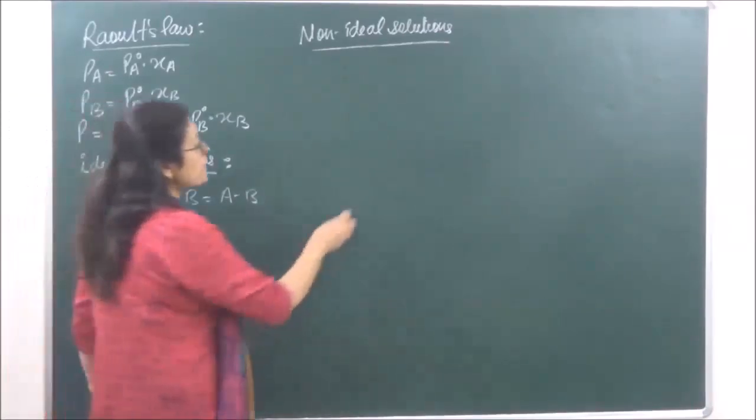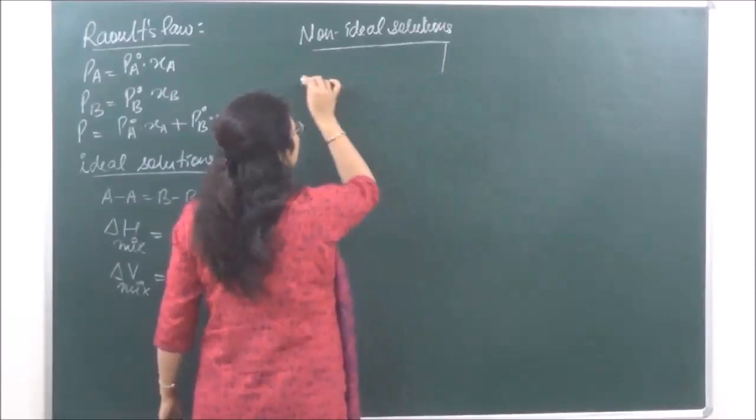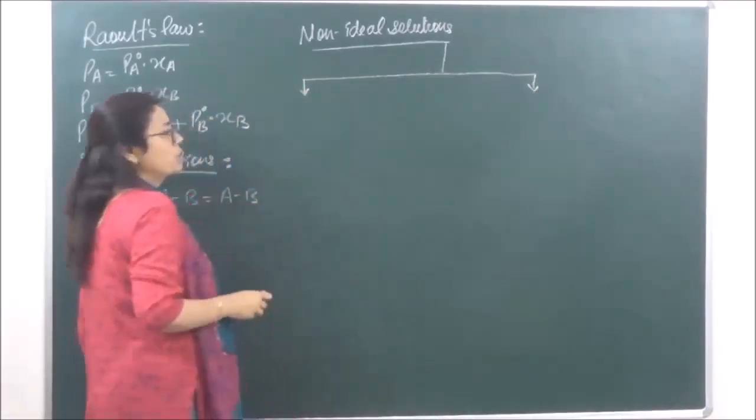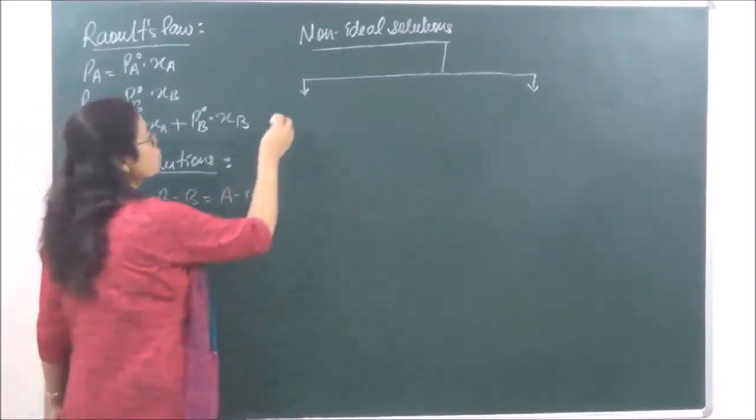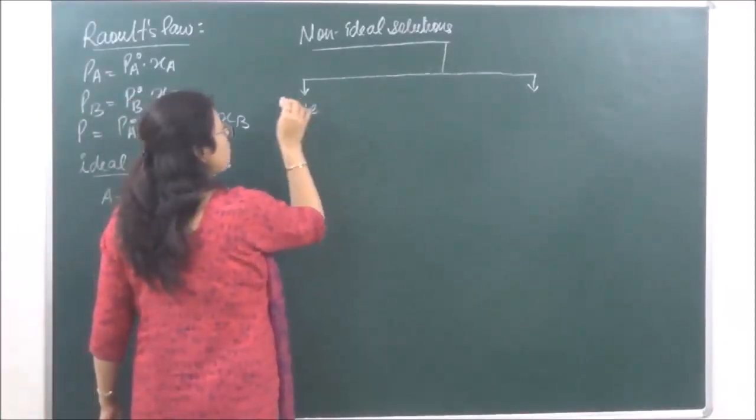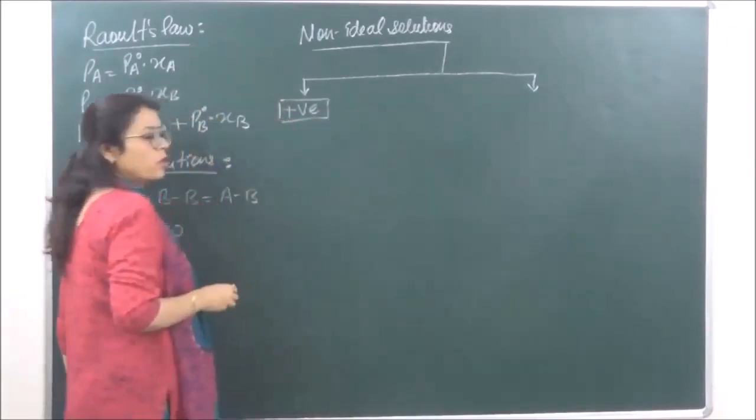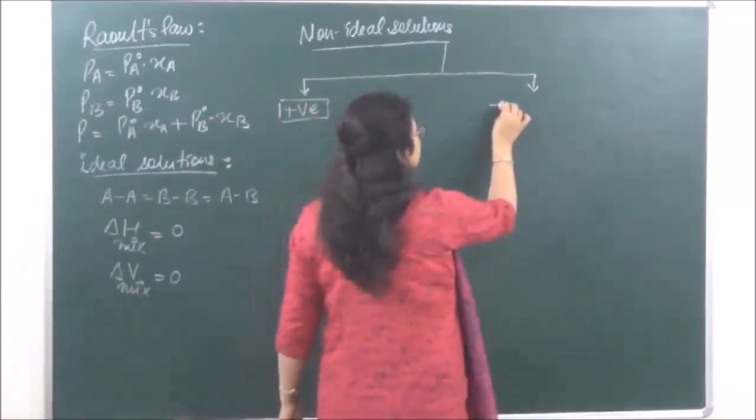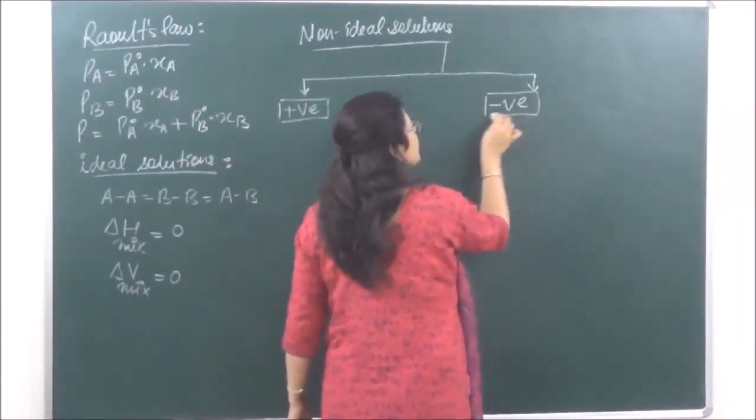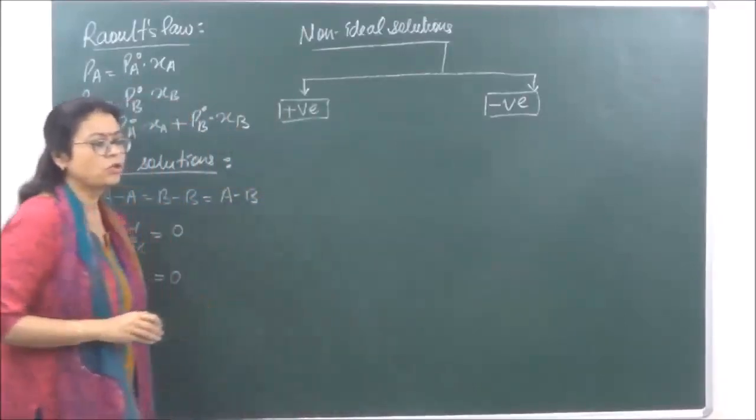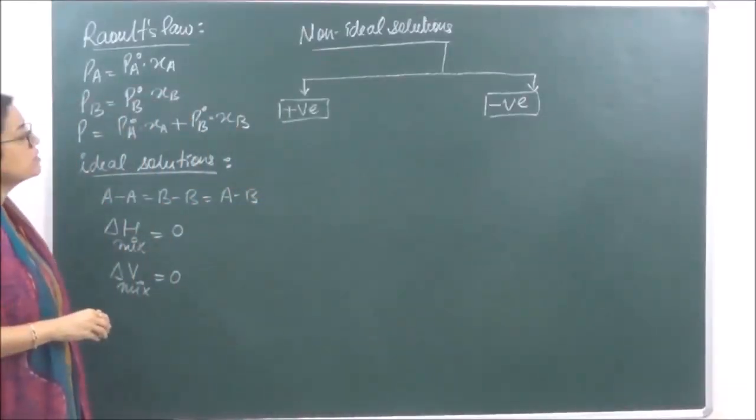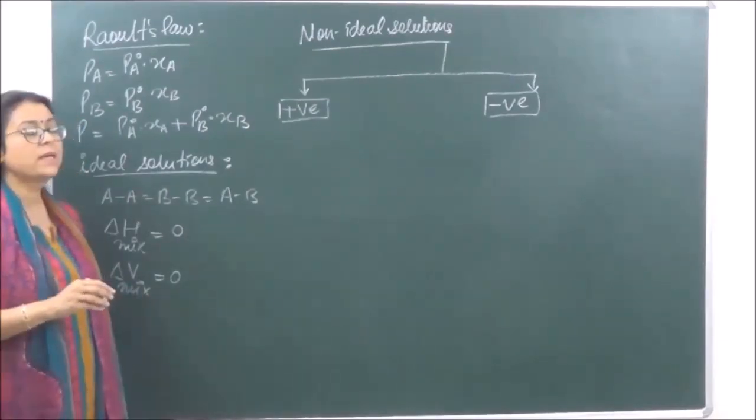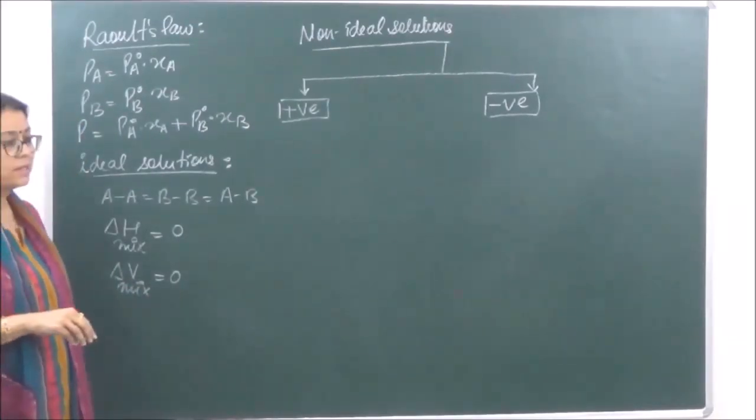Non-ideal solutions show deviations. So there are two types of deviations which can be shown. The first one is known as positive deviations from Raoult's law, and the second one is known as negative deviations from Raoult's law, right? Now, positive deviations means what? That the total pressure is going to be greater than expected, right?